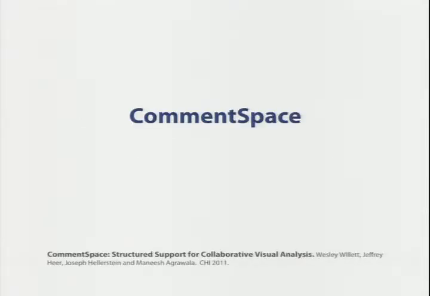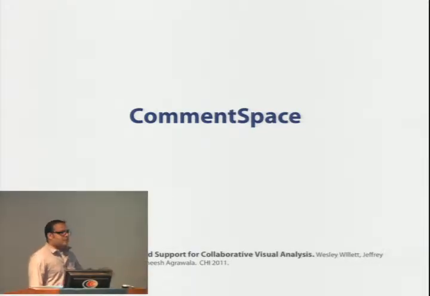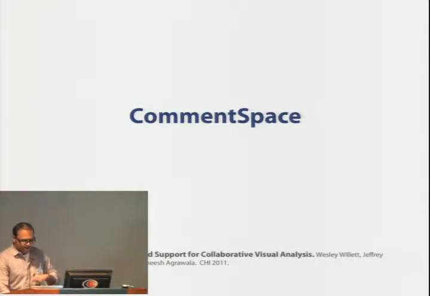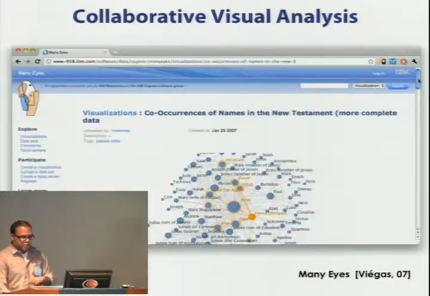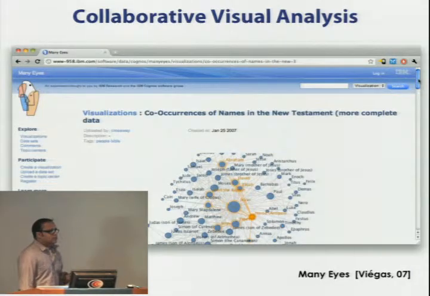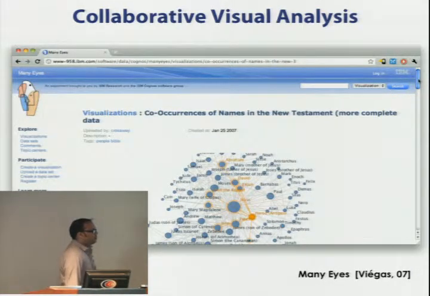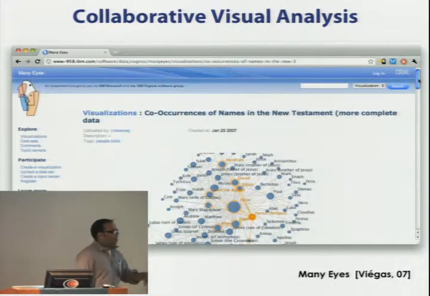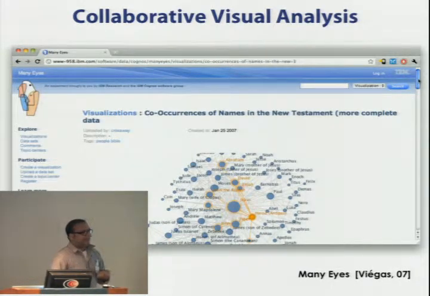And I will move on to the second project that I wanted to show you. And this one is called CommentSpace. And this was really developed here at Berkeley, but along with Jeff Heer at Stanford. So this project addresses the following issue. In the last few years, we have seen a number of systems that allow online collaborative visual analysis of data.